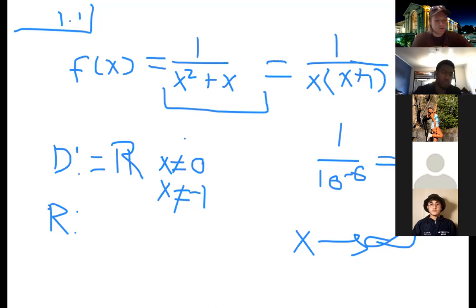Then I looked at the case where we're dealing with negative numbers. I said, okay, now let's plug in negative numbers. In this case, I said, let's plug in -1/2, okay?